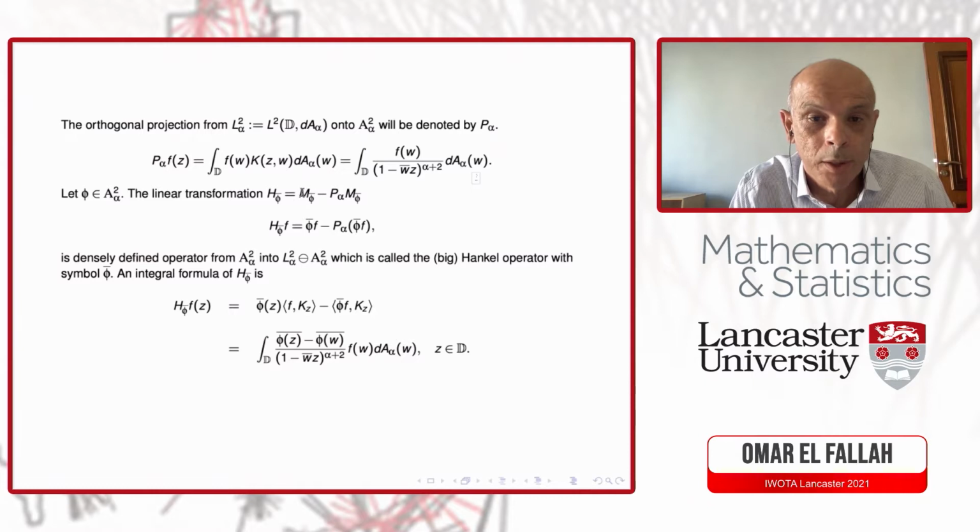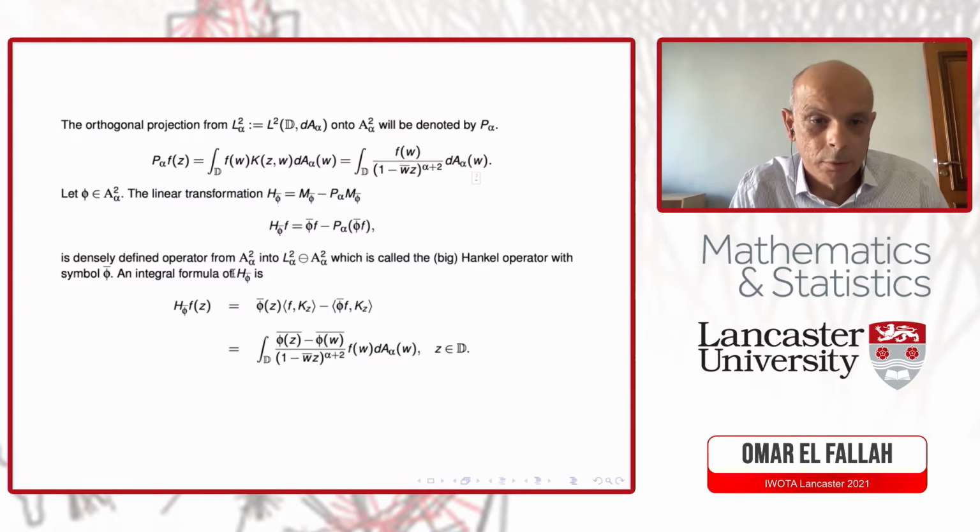The first part is the multiplication by phi bar, and the second part is a Toeplitz operator associated with the symbol phi bar. I will discuss Toeplitz operators in subsequent slides. This operator is densely defined, and it is called the big Hankel operator with symbol phi bar. All Hankel operators I will consider here are associated with anti-analytic symbols.